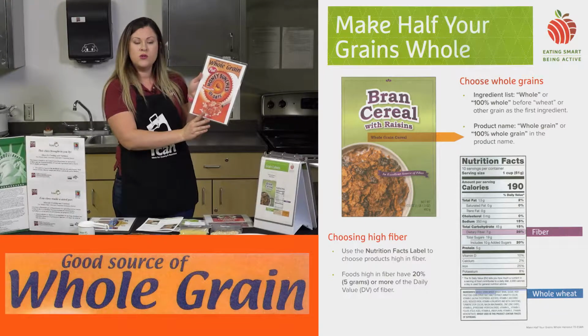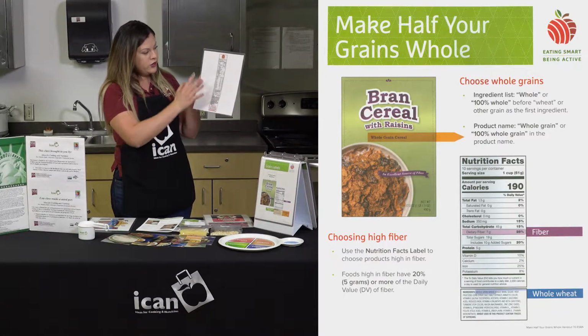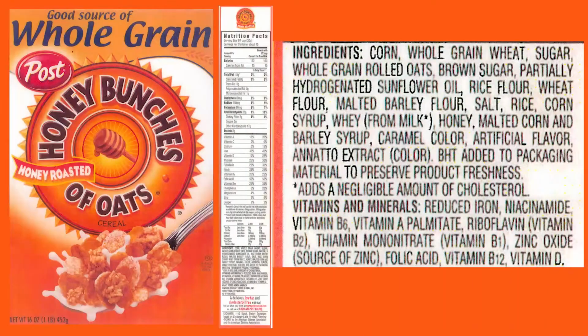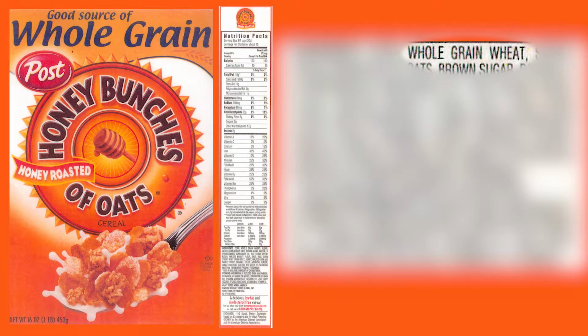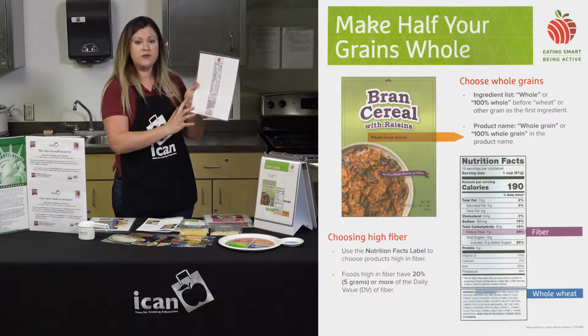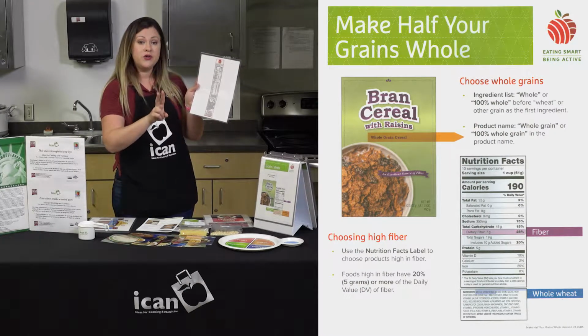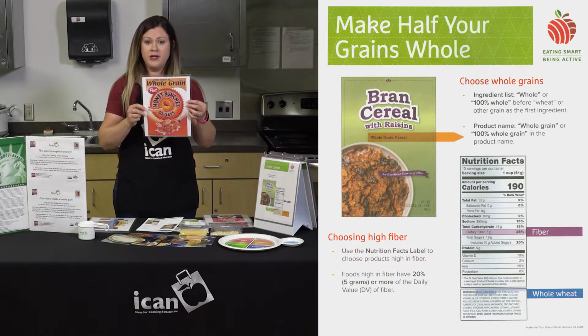In that case, when we double check on the back of our nutrition facts list here, our ingredients list begins with corn. Then the second ingredient is whole grain wheat. In this case, that tells us that it is a good source of whole grain, but as a second ingredient. So it won't be 100% whole grain.